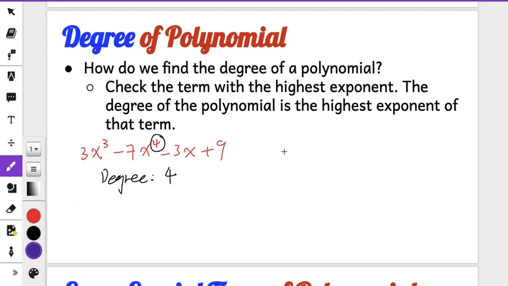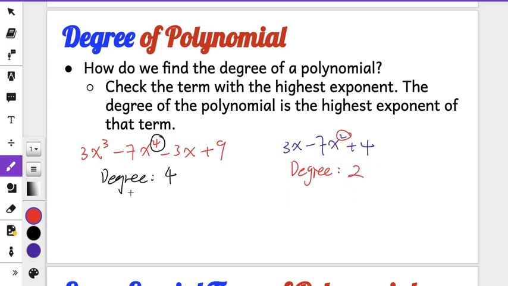Let's check another one. Let's say I have 3x minus 7x squared plus 4. You can even pause the video here to answer based on your understanding of the degree. So what is the degree for this one? You probably figured out the answer. The highest exponent of the variable is 2, so the degree here is 2.